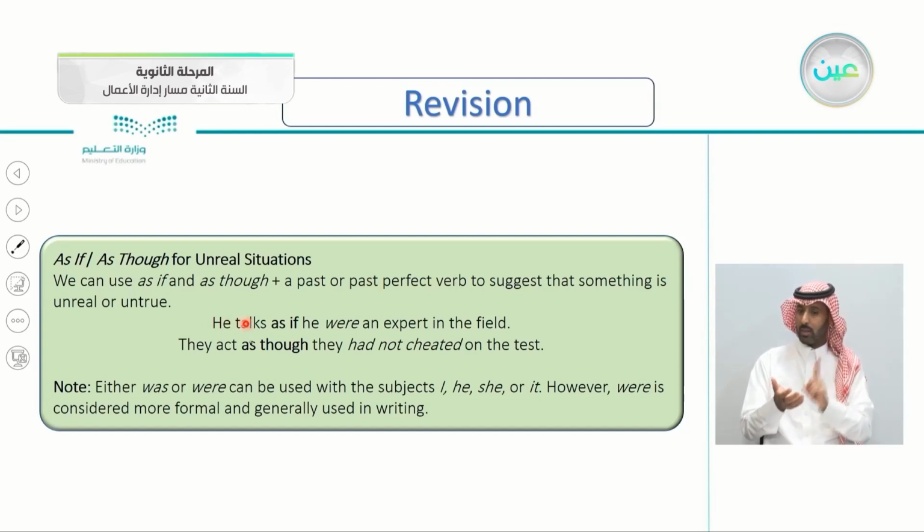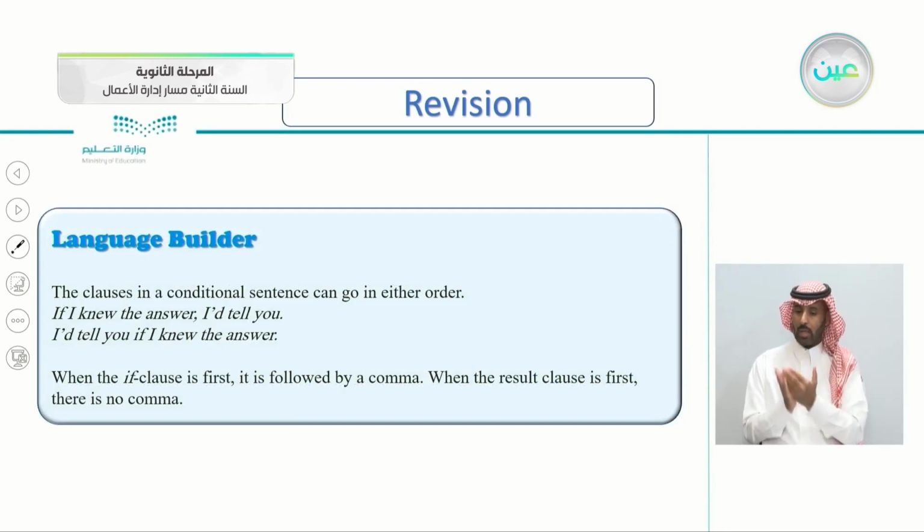For example, he talks as if he were an expert. Is he an expert? No, of course. And remember, we said here were. Why? Because either was or were, either one of them, can be used with the subjects I, he, she, or it. However, were is more formal and generally used, especially in writing.